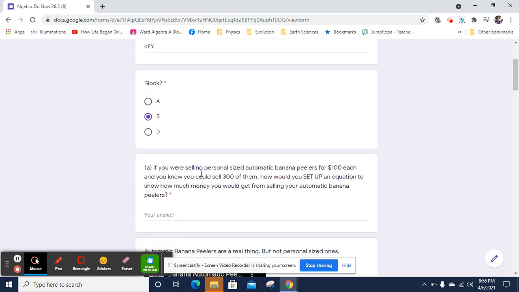If you were selling personal sized automatic banana peelers for $100 each, and you knew that you could sell 300 of them, how would you set up an equation to show how much money you would get from selling your automatic banana peelers? Now, I'm just wanting you to set up an equation.